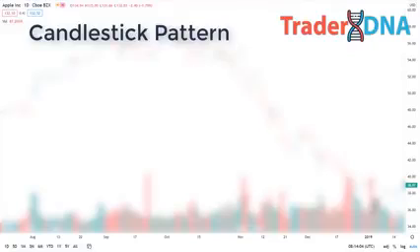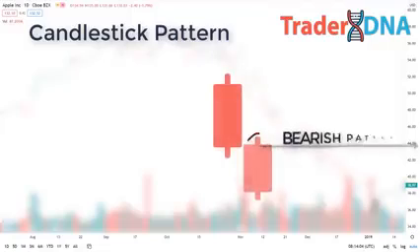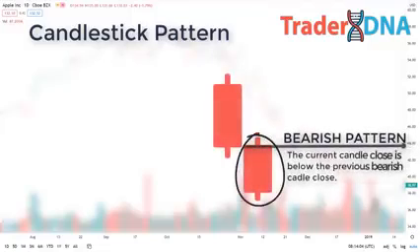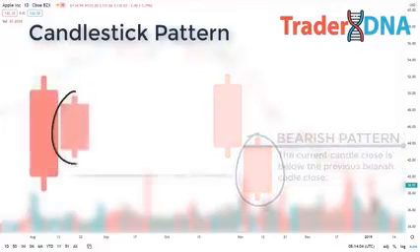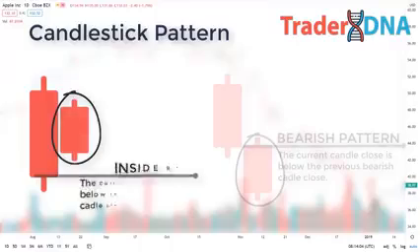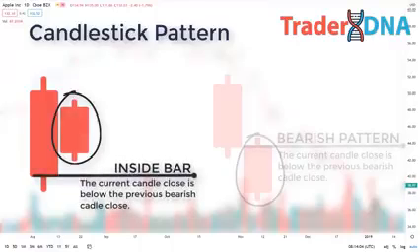Bearish pattern. When current close is below the previous bearish candle close. This is bearish pattern because the current candle close is below the previous bearish candle close. This is not bearish pattern because the current candle close is above the previous candle close. With the proper understanding of candlestick, you can predict what is about to happen in the near future.